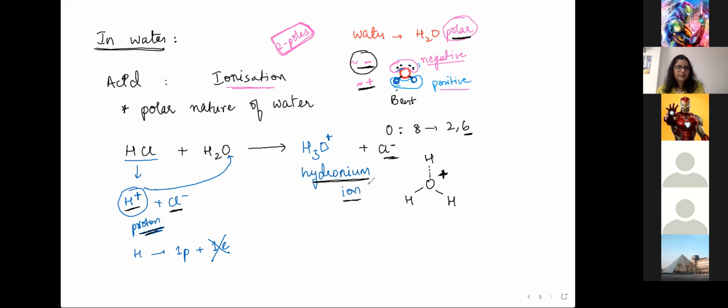Okay, so this is what is happening in reality. When you put acids in water, acids ionize, and finally what you find in the solution is H3O plus, the hydronium ion, and chloride or whatever anion, chloride, sulfate, whatever. Okay? All of this you can ignore.